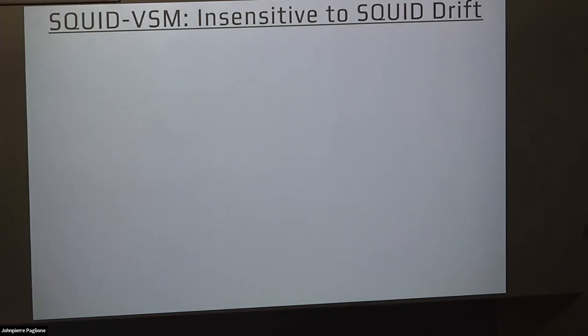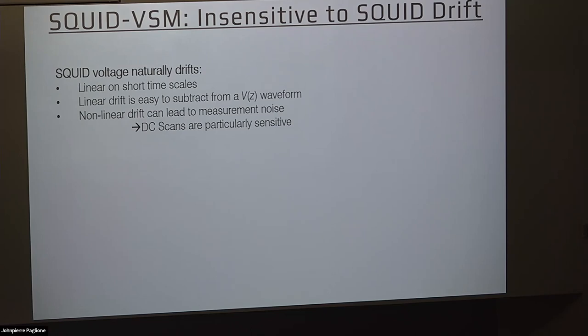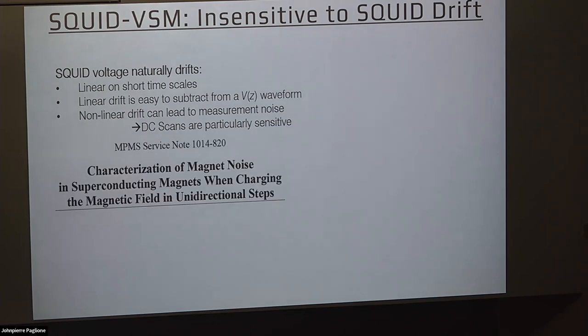All right, so another way that SQUID VSM mode is nice is it's insensitive to SQUID drift. The SQUID voltage actually drifts around. We're only really interested in changes in that voltage. And linear drifts we can handle. And on short enough time scales, anything's linear, right? But there's this weird situation that when you scan the magnet in unidirectional steps at around 1,000 to 2,500 Oersted, the magnet, due to flux changes in the superconducting magnet, affects the SQUID non-linearly. And this just messes up the DC scan mode. We can't account for non-linear SQUID drift. So basically, the SQUID VSM mode doesn't care about non-linear SQUID drift. We're not looking at the DC SQUID voltage. We're only looking at this AC component at twice the frequency at which we're jiggling the sample around.